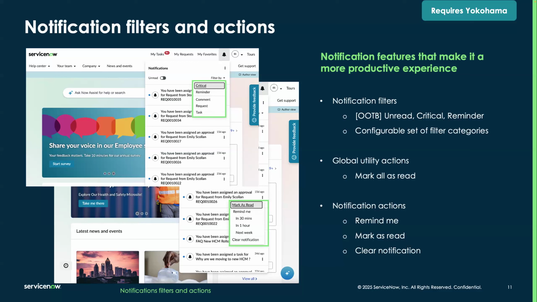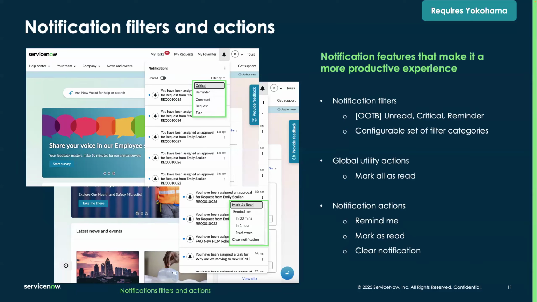So notifications could be of type task, it could be of type request, or it could be of type news article comment or something. So all these classification filters are configurable. You should be able to add or edit these classification filters based on your organizational use case, right?